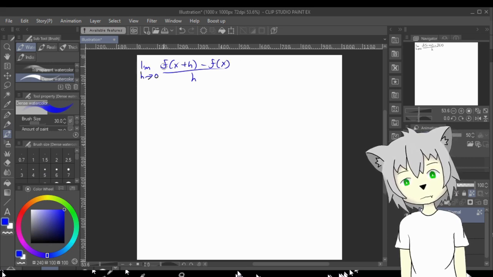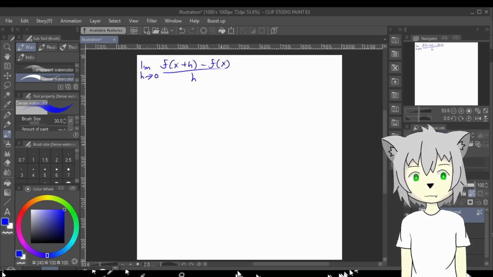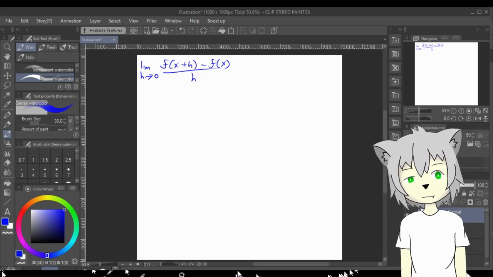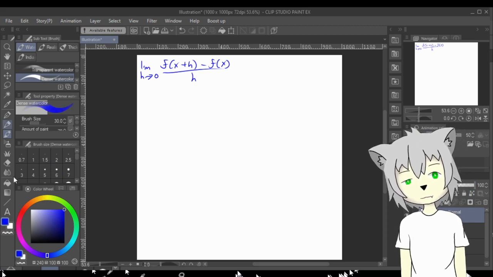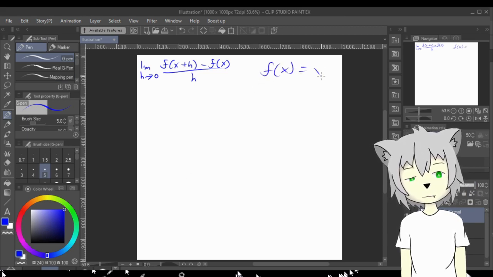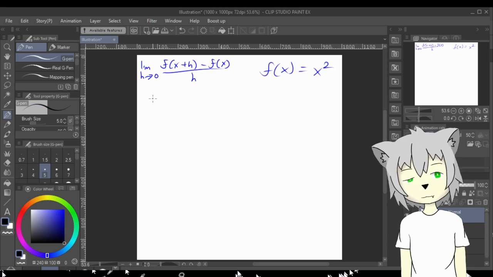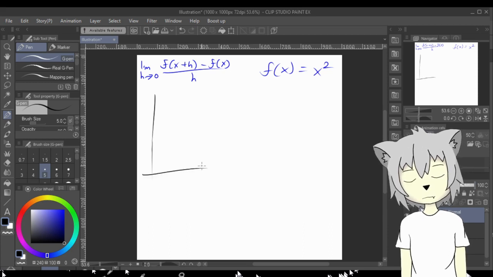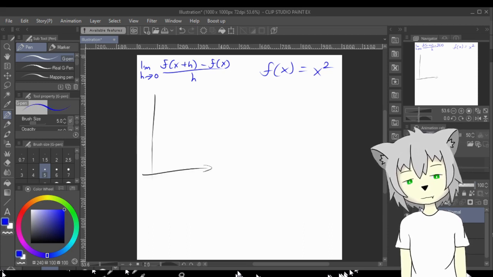Let me just color this in real quick so that it looks pretty when I make the thumbnail. If we were to say f of x equals x squared or something like that, let's define a simple little function here. Red lines.